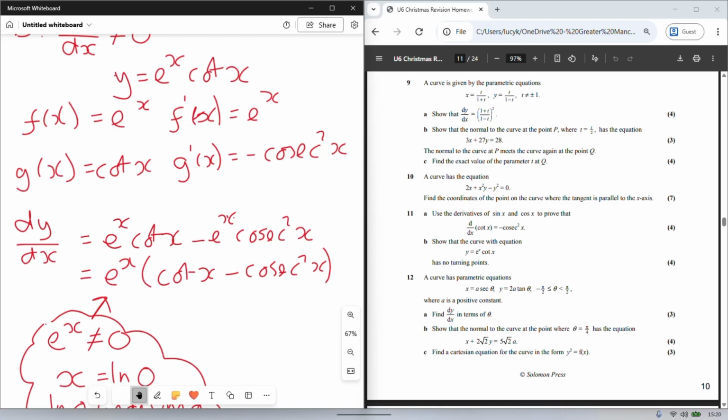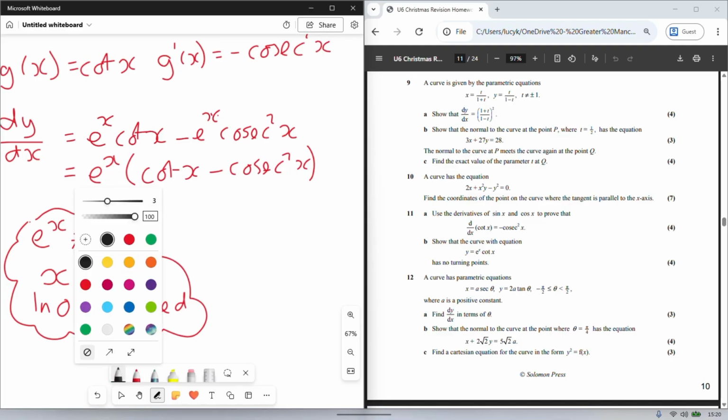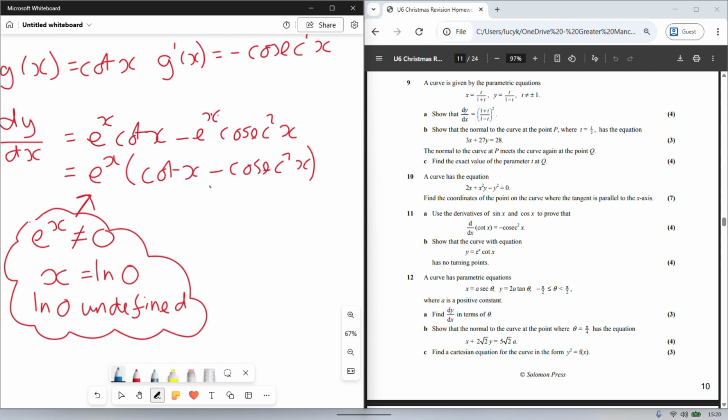It's one of those things where at the minute we might not see it, so we just need to play about with it a bit and see what's going to happen. I might change my colour so we can tell what I'm working with. I'm basically trying to see if this can equal 0, because remember, to get dy by dx equals 0, either e to the x has to equal 0 or the bit in the bracket equals 0. So we're doing the bit in the bracket now. That means that cot x equals cosec squared x.